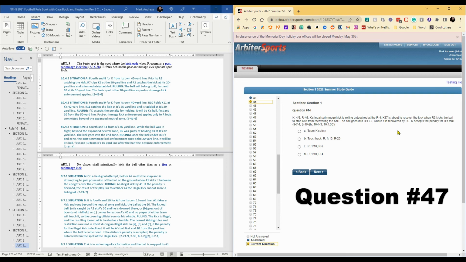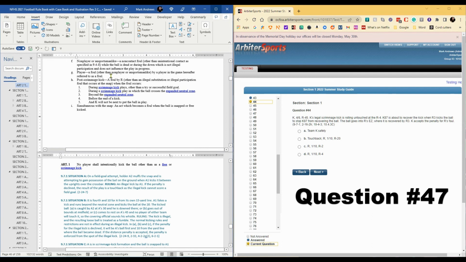Okay. So our rules references are 971, and that is right here down in the bottom. No player shall intentionally kick the ball other than as a free or scrimmage kick. So that's the rule against illegal kicking, 10-yard penalty. 216.2H is right here, and it defines a post-scrimmage kick foul, which is actually what this is.